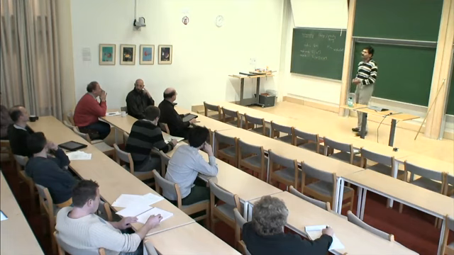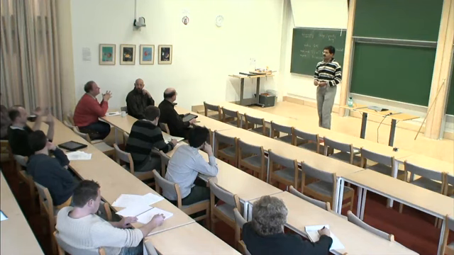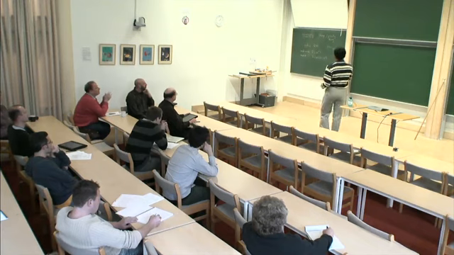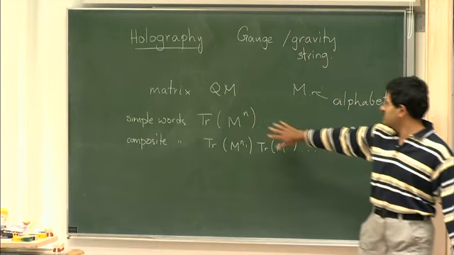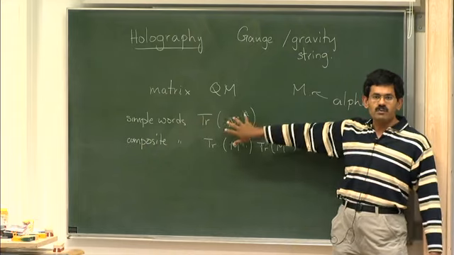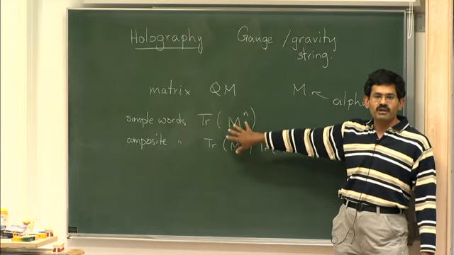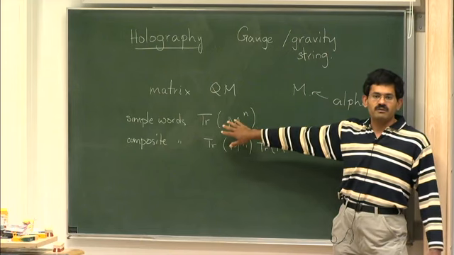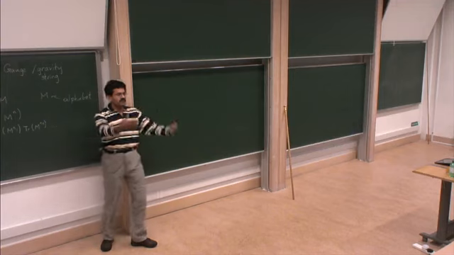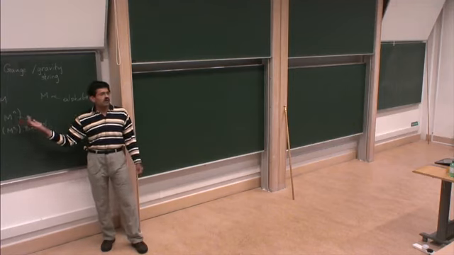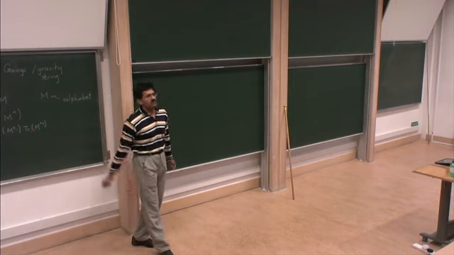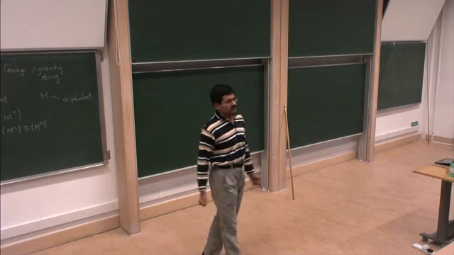Why are these observables? Why do you consider the trace, not just some average value in some state? These are observables in the sense that these traces are operators on the Hilbert space, and their expectation values are what I will call observables. In the gauge theory language, these are the local observables that one can use to measure local quantities in our gauge theory.